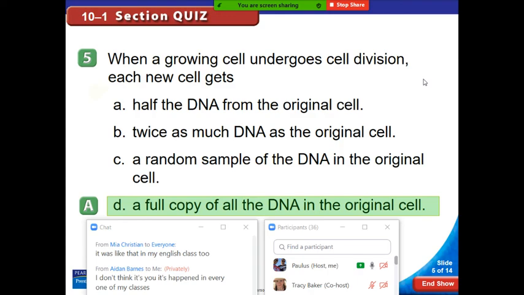Now, of course, they're going to need instructions to do that job. So every cell has a complete set of instructions just in case they ever need those instructions. So during mitosis, every single cell gets all the DNA. Meiosis, it gets cut in half because you're going to get the other half from the other parent.